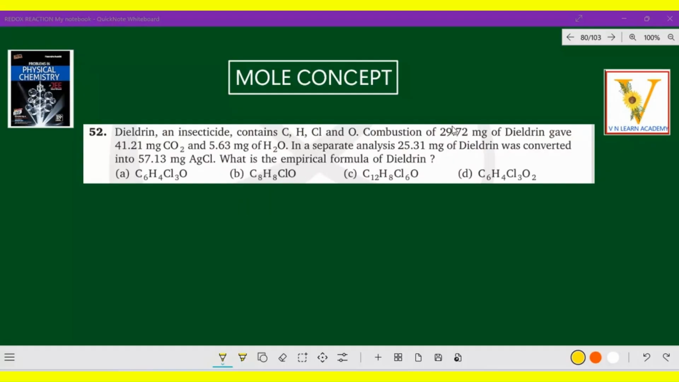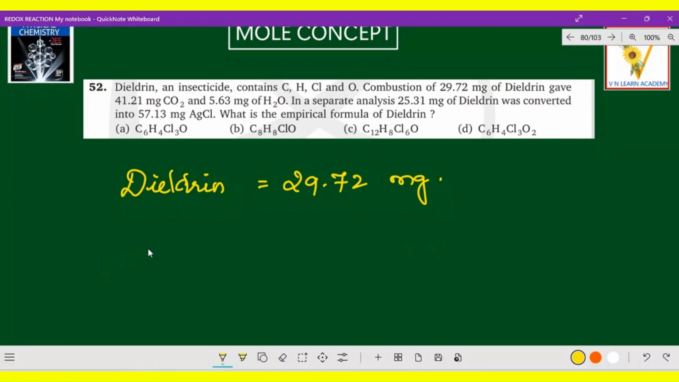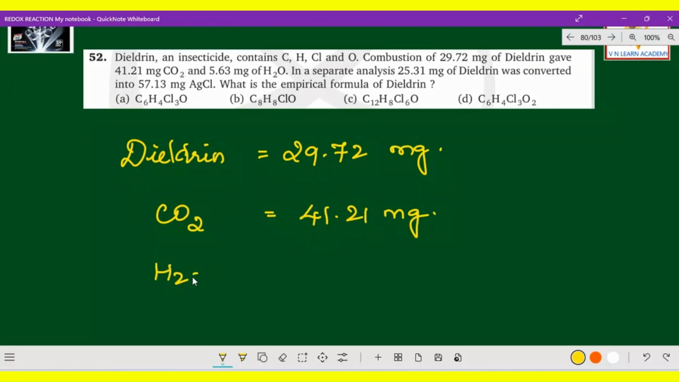Okay, so in that first analysis, the combustion of dieldrin, 29.72 milligram of dieldrin gave carbon dioxide and water. How much water? It is 5.63. In the first analysis, during combustion, the dieldrin sample is 29.72 milligram. Due to the combustion, carbon dioxide and water are coming out. Carbon dioxide released is 41.21 milligram, and water is 5.63 milligram.